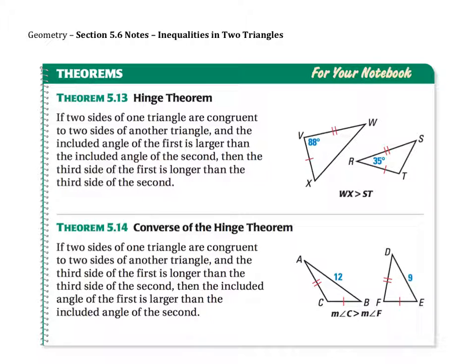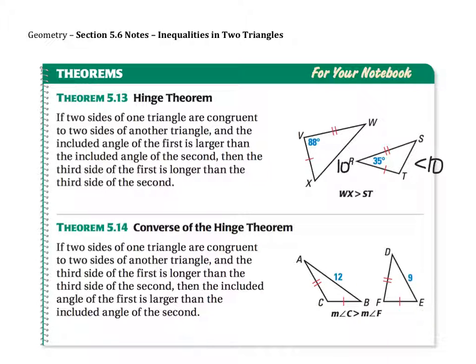So what they're saying is the length of XW would be bigger than the length of TS, since 88 is bigger than 35, and those angles are formed by congruent sides. So if I told you that this length was 10, then you would know that the length of TS would have to be less than 10.